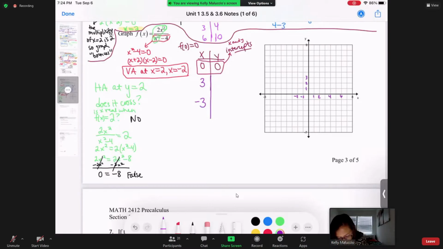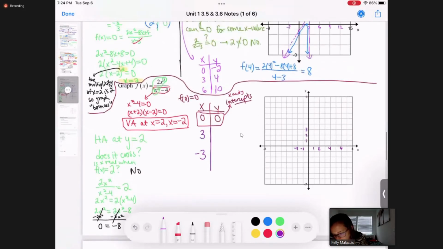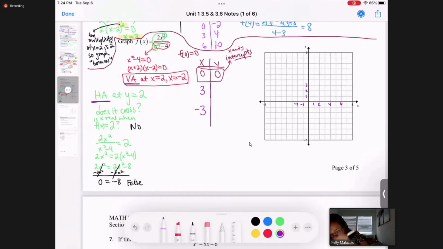What would help you to see this is here. If we graph the vertical asymptote and the horizontal asymptote, we plot them. Let's take a look at what that's going to look like. So I have a vertical asymptote at 2 and -2. And then a horizontal one also at 2.